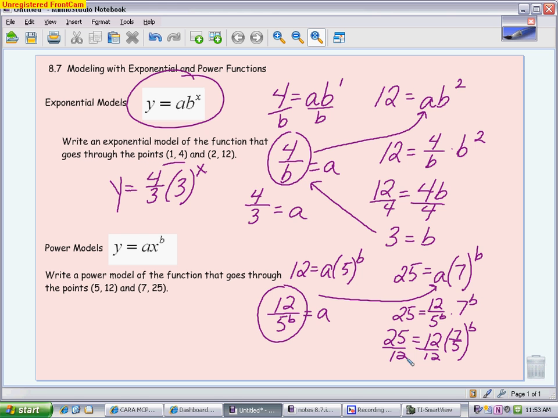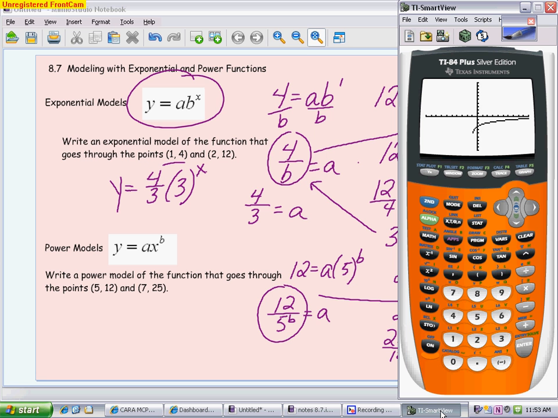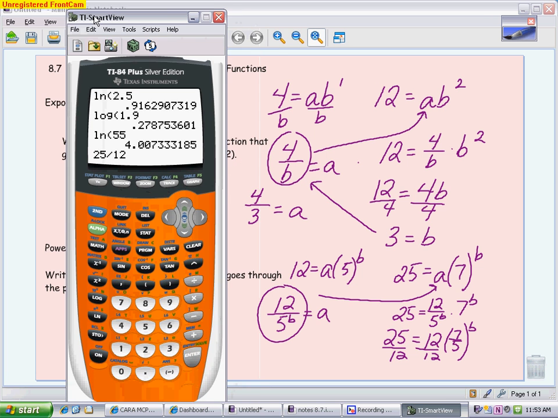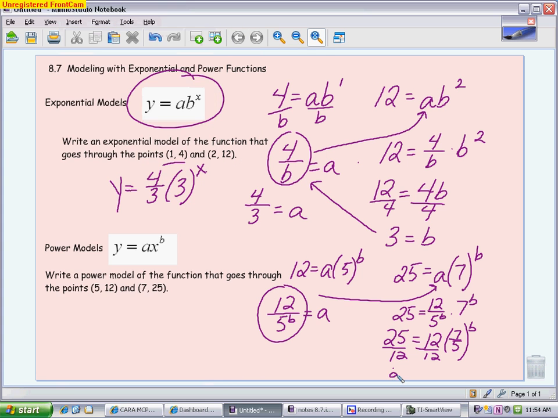At this point, because I'm going to get a decimal, I'm going to carry it in my calculator. So first thing I want to do is pull up my calculator and take 25/12. I'm going to move my calculator over a little bit so you can see my work here. So I've got 25/12, so 2.083 approximately. And that equals 7/5 to the b.